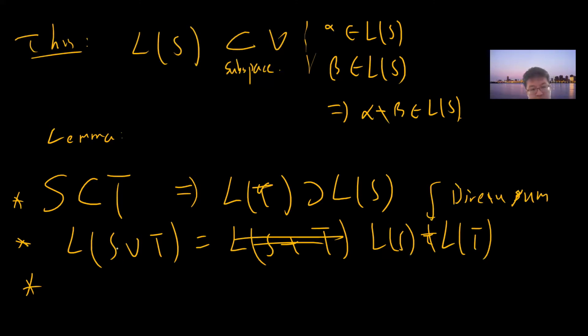What you can think is, you take S union T, which means you can take S or T. So in the direct sum language, you take S as the first component, T as the second component. Also, L(L(S)), you already spanned, so you take any finite linear combination, you still get the same thing. So L(L(S)) is also L(S).